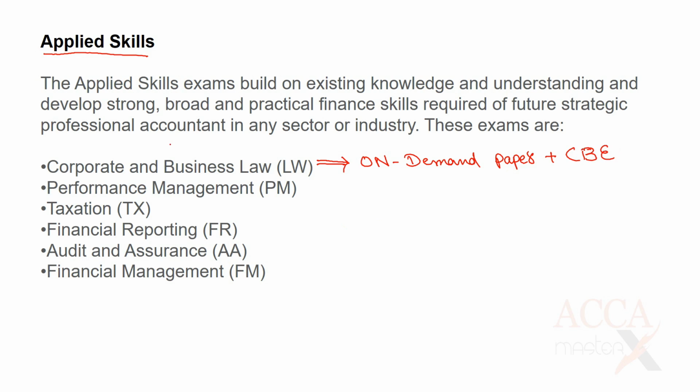So in applied skills level, we have corporate and business law, performance management, taxation, financial reporting, audit and assurance, and financial management. And the exams of these papers are held quarterly, for example in March, June, September, and in December.